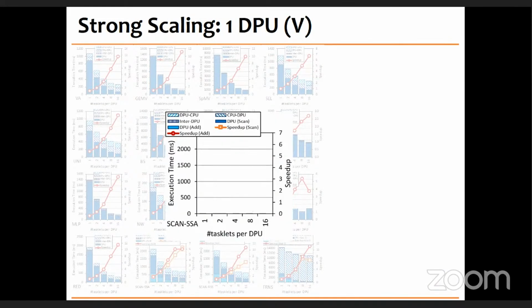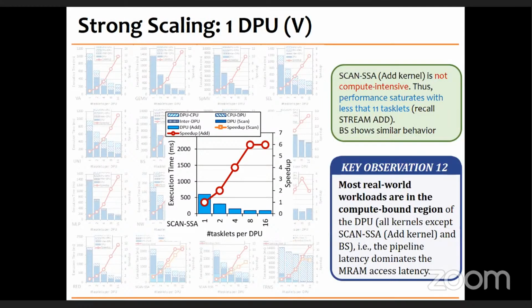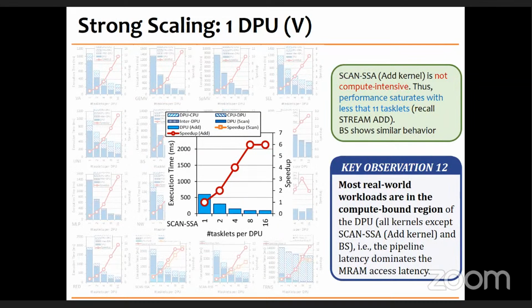And then we have another example. Well, this is an interesting observation here. In this case, for example, it's one of the kernels in scan SSA, one of 4 versions of prefix sum. It uses one simple kernel that is called add. And in add, what we observe here is that there is no scaling from 8 to 16 tasklets, but add doesn't use synchronization primitives, right? So why is this happening? Well, the thing is that the amount of computation in this add operation is very lightweight, almost no computation.